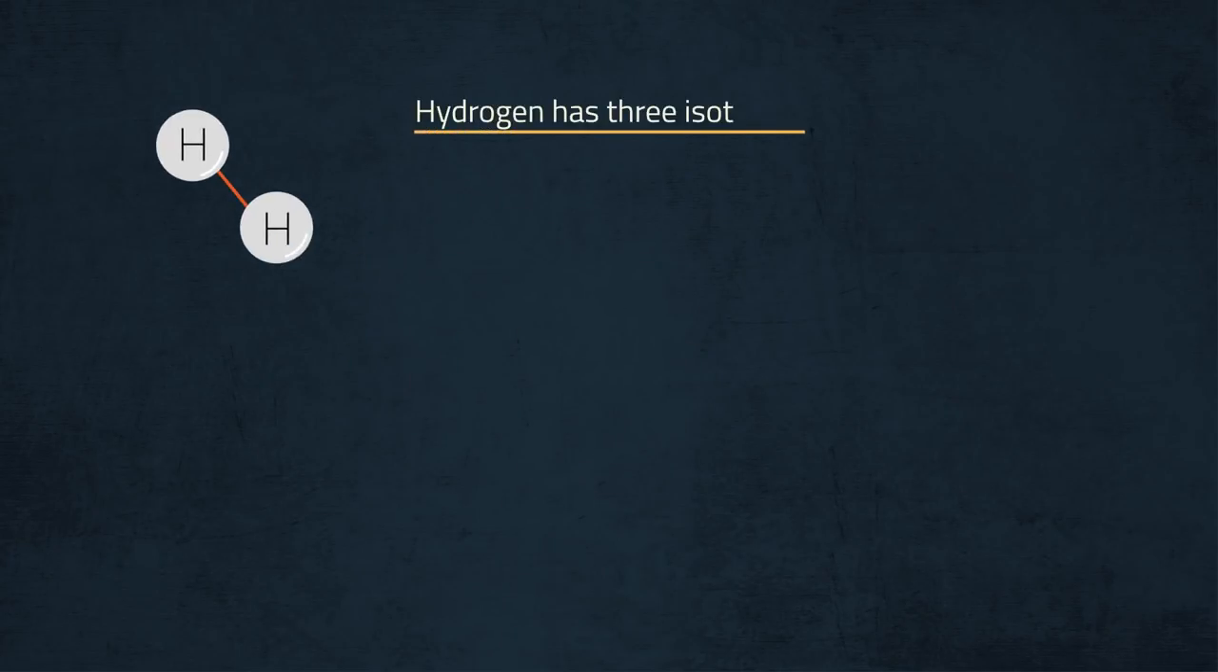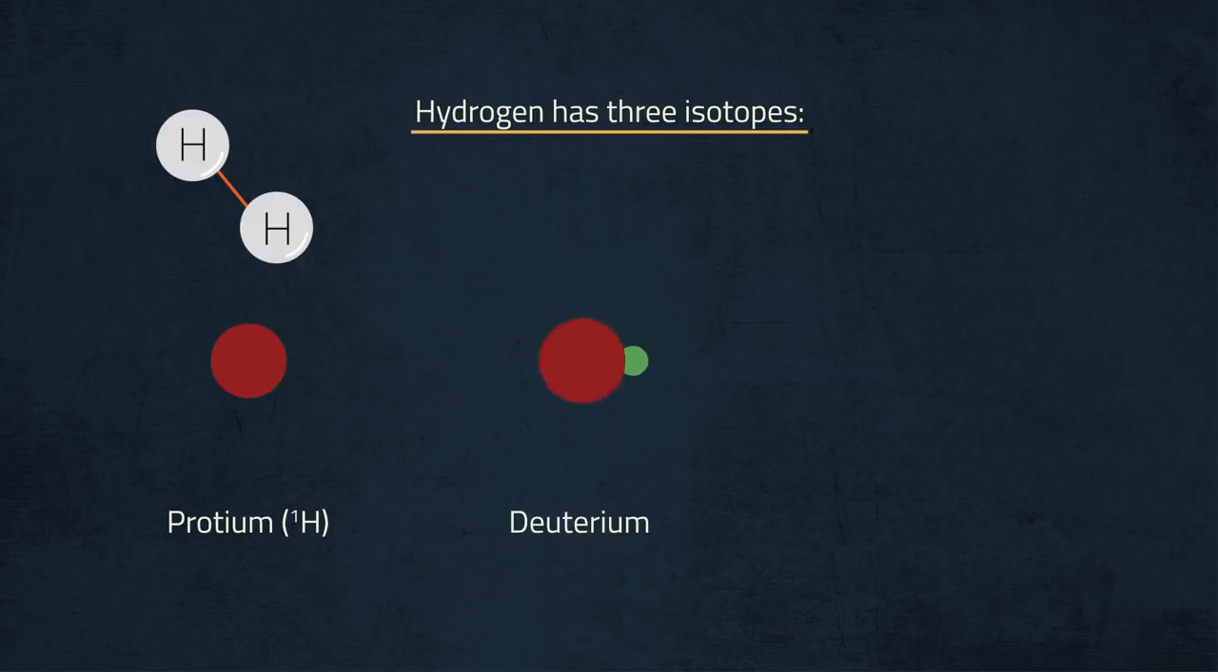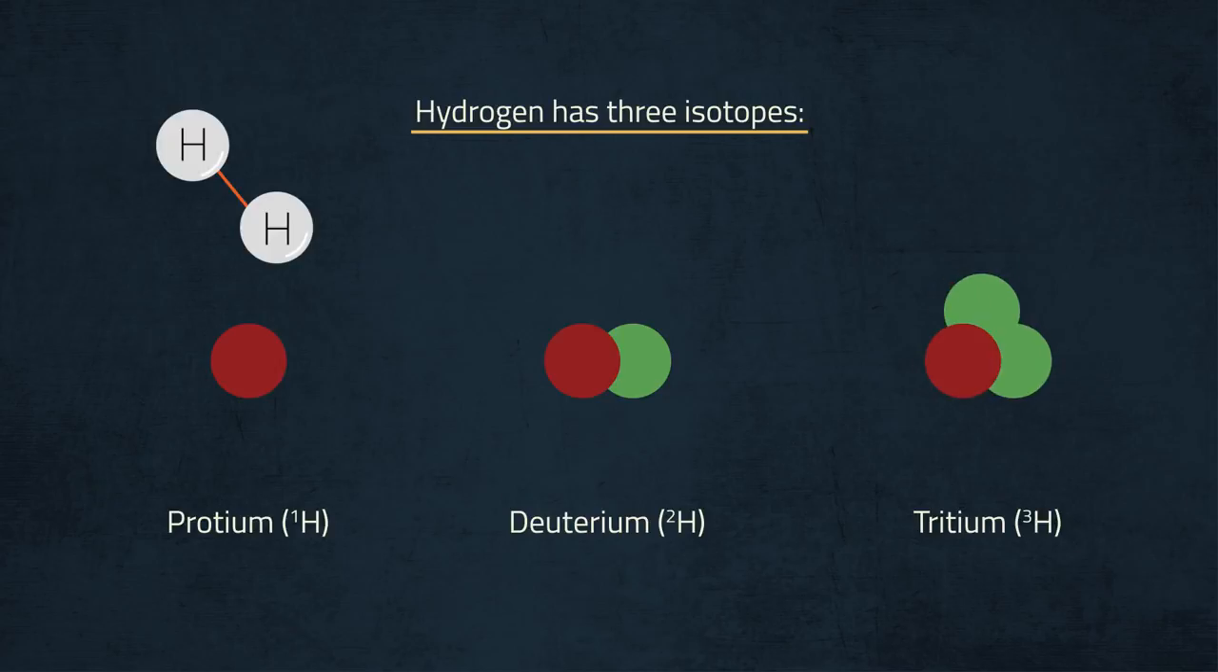Hydrogen has 3 isotopes. Normal hydrogen with 1 proton in the nucleus, the very rare deuterium, or heavy hydrogen, with a proton and 1 neutron, with twice the atomic weight of normal hydrogen, and the artificially made radioactive tritium, with 3 neutrons.